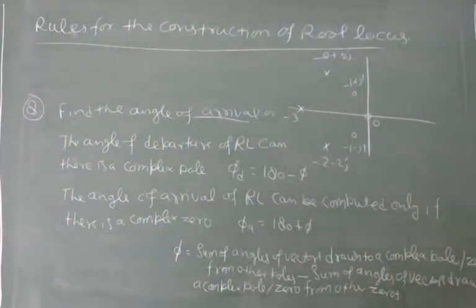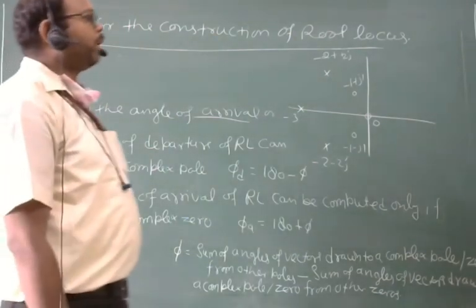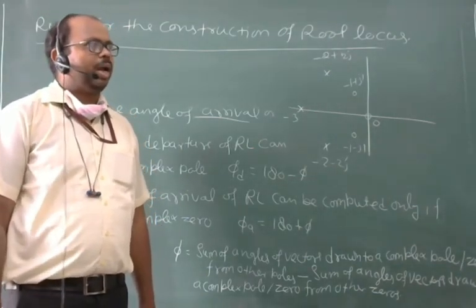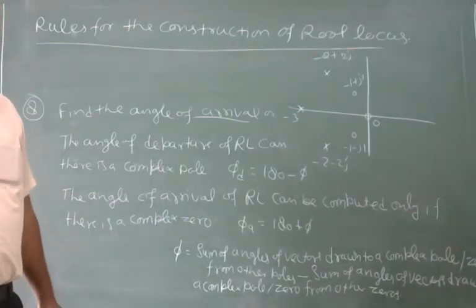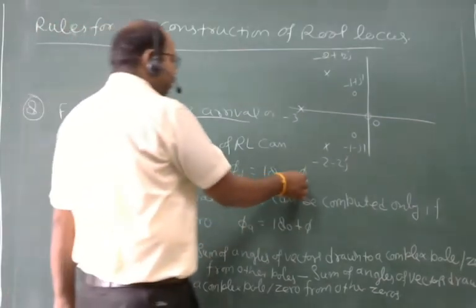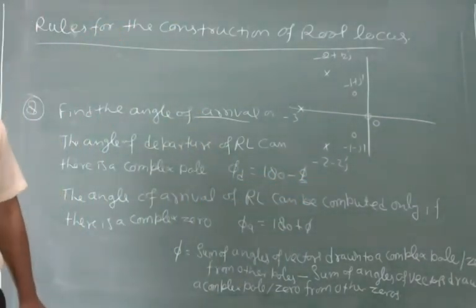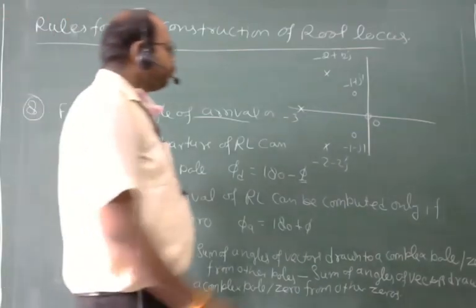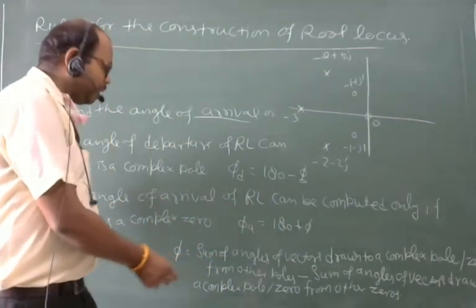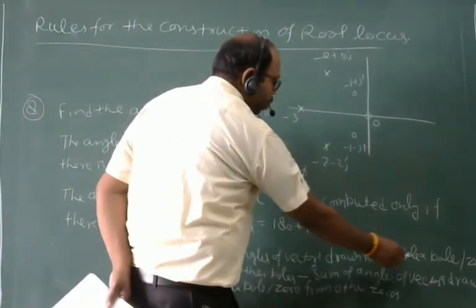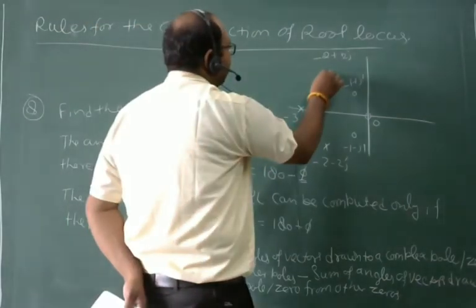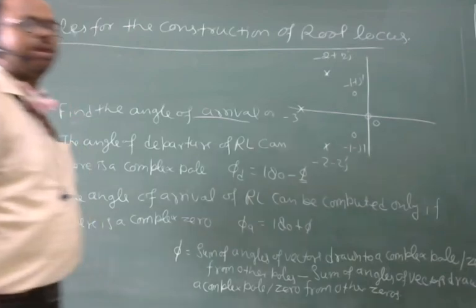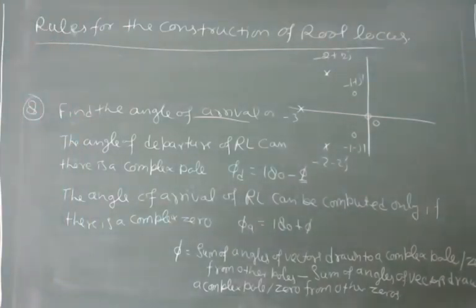If this is the pole 0 configuration, pole 0 placement chart or pole 0 configuration plot, and if I have to find the angle of arrival and angle of departure, then first I have to calculate this phi. And what will be phi? How can I calculate the phi? So for finding the phi, I have to calculate sum of the angles of vectors drawn to a complex pole. Let I have to compute angle of departure at this pole.